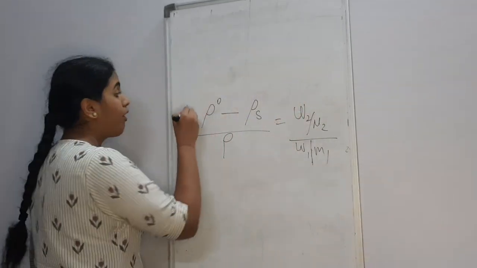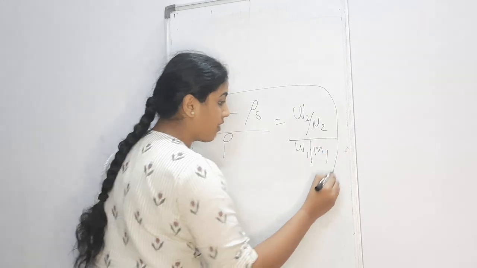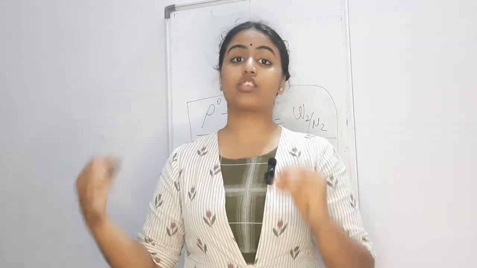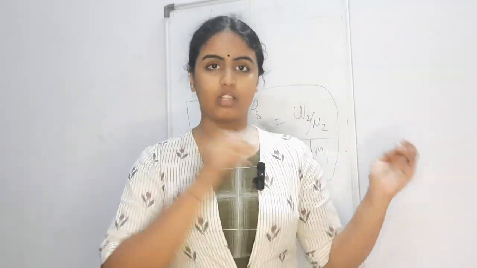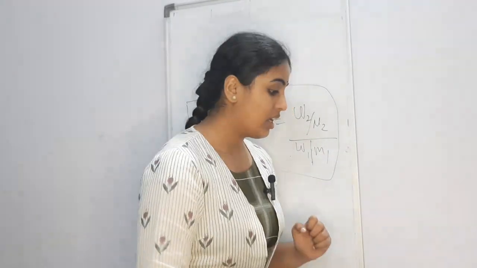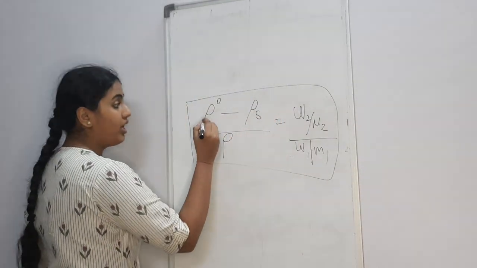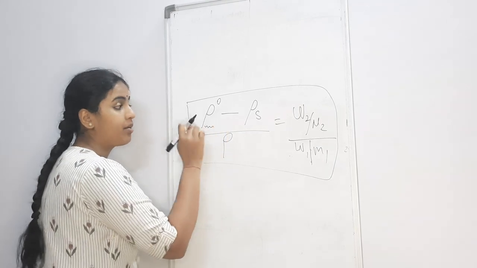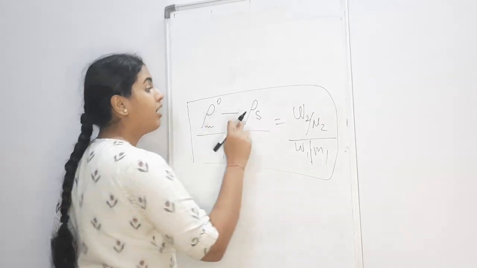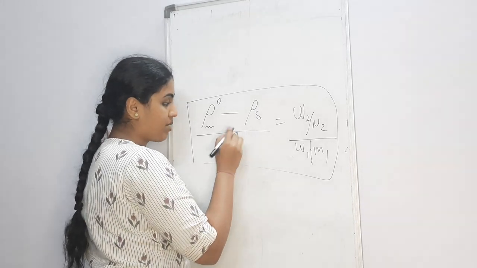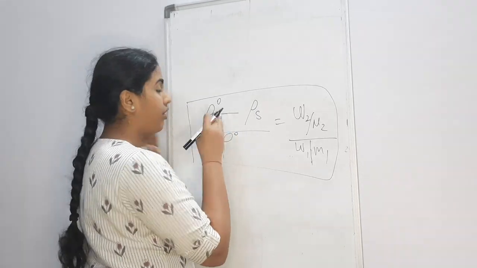Right, this formula, where we deal with only one component, is for a dilute solution. Dilute means the concentration of the solute is so low that it does not matter that much in the total solution. Okay. So over here, this is our partial vapor pressure of the solvent. This is the partial vapor pressure of the solute. And this is again the partial vapor pressure of the solvent or solution.